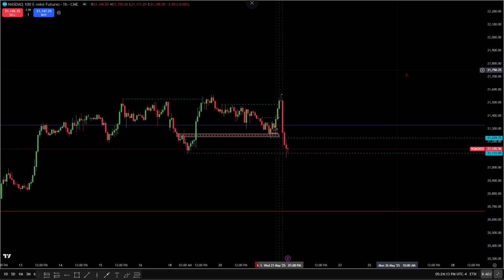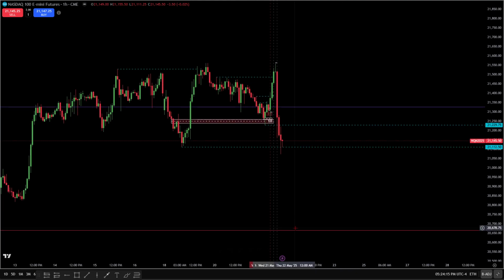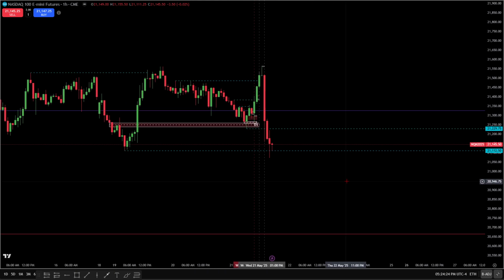Really high time frame, but shorter high time frame. Definitely looking for this to be a target of the week. But that could all change based off of what we see tonight and going to tomorrow morning. So, yeah, this has been your market recap for May 21st, 2025.